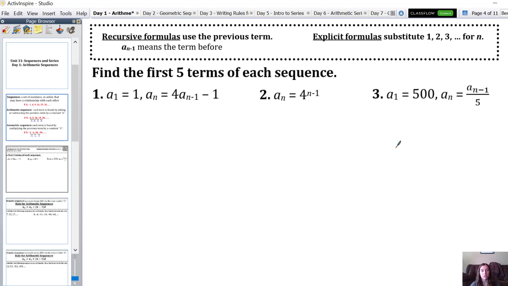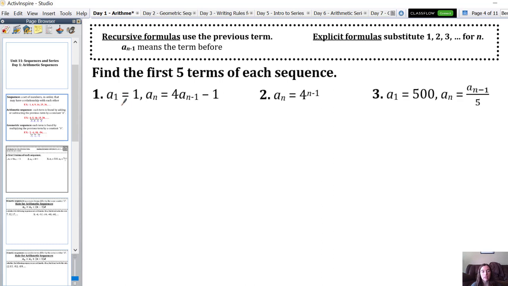So here we need to find the first 5 terms of each sequence. Our a sub 1, meaning the very first term in our sequence, is 1, and our formula is a sub n equal to 4 times a sub n minus 1, minus 1. So what this is saying is to find one of the terms, you're going to multiply the previous term by 4 and then subtract 1.